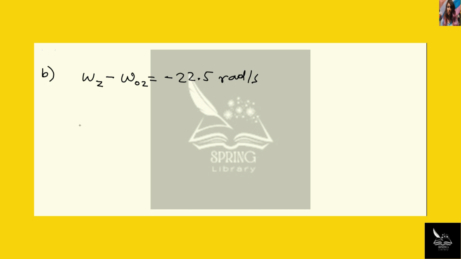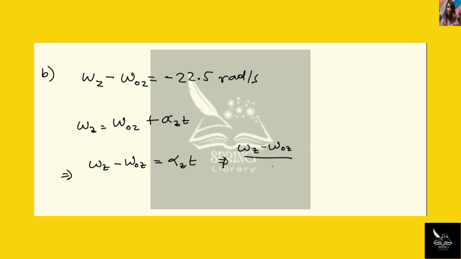Also, we can use omega z equals omega oz plus alpha z times t equation to find out the time, because from here we can write omega z minus omega oz, which is equal to alpha z times t, so t is equal to omega z minus omega oz divided by alpha z.